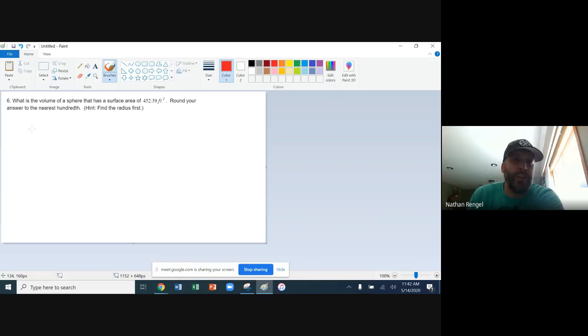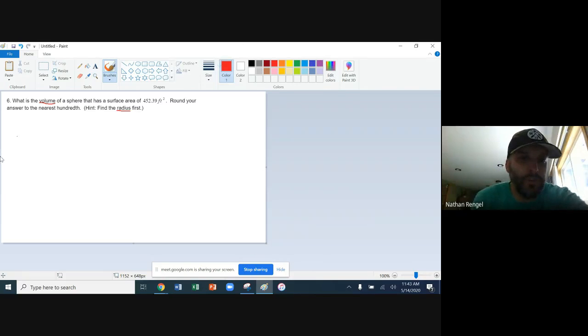So number 6, we're asked, what is the volume of a sphere that has a surface area of 452.39 feet squared? Round your answer to the nearest hundredth. So ultimately, we want to find out what the volume of a sphere is that has this surface area. But in order to find the volume of that sphere, we have to use the surface area to find the radius first. So two formulas we'll be using are the surface area of a sphere and the volume of a sphere. So let's start with the surface area.